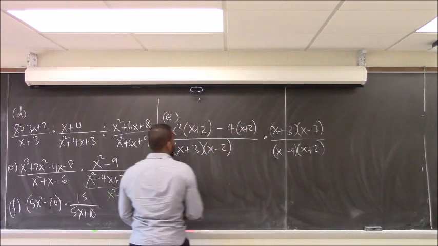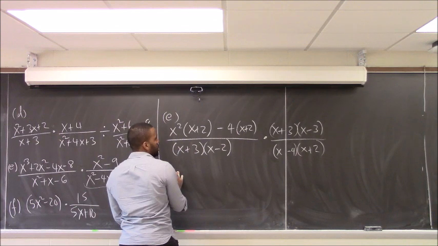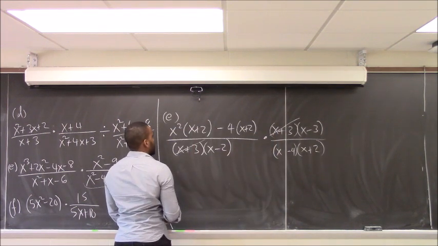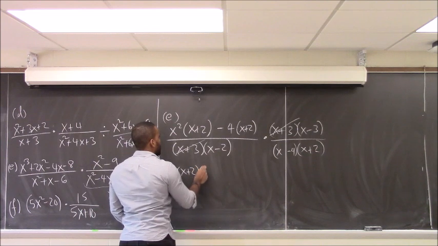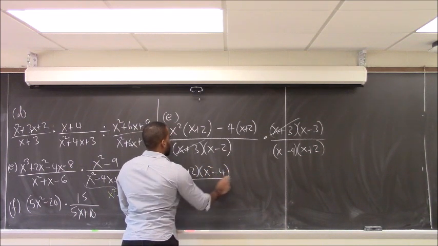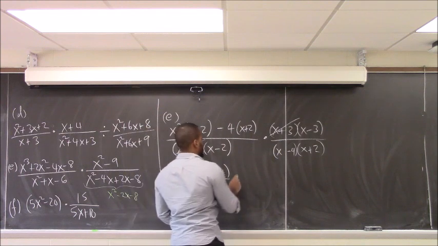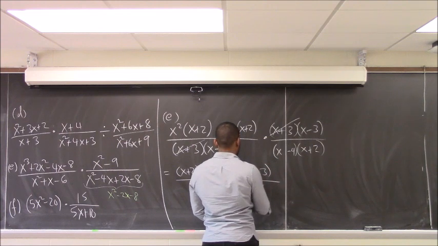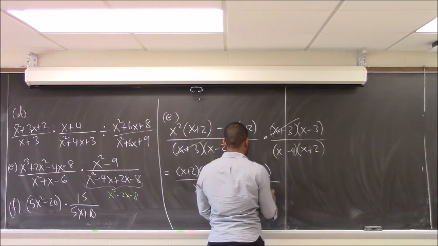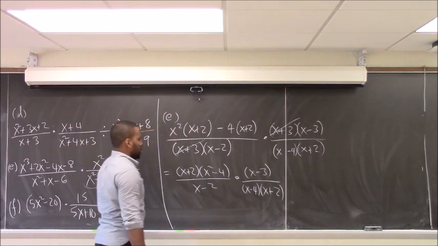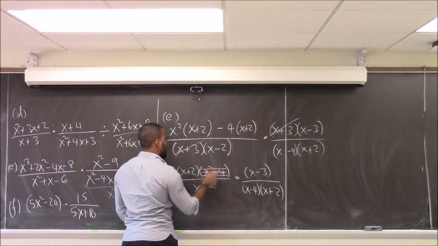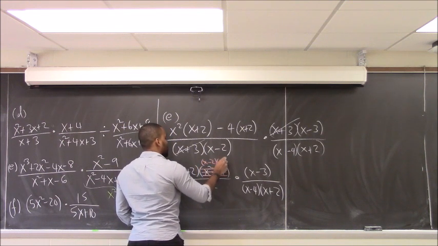Yeah. We'd have to probably clean this up a bit, but in the meantime, I guess I can start. It's not the same. Let's do that. What would I have here? Well, x plus 2 times x squared minus 4. And that's difference of squares, times x minus 3 over x minus 4 times x plus 2. So what I can realize is this is actually x minus 2 times x plus 2.